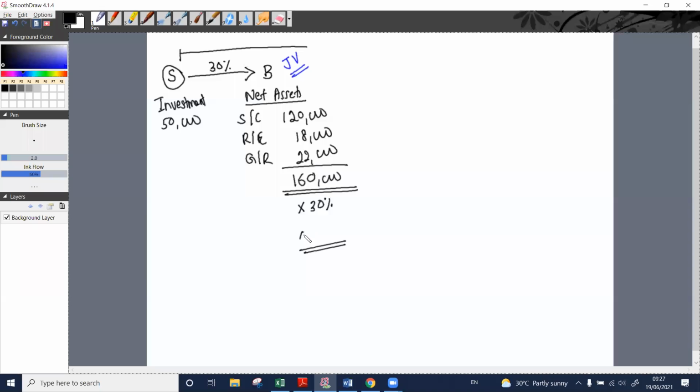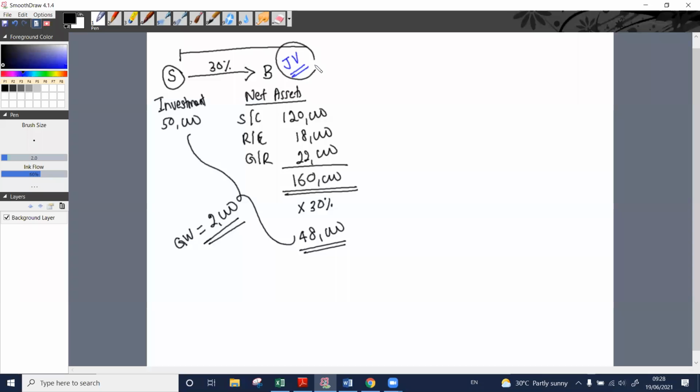That is 48,000. Right? To acquire 48,000 worth of net assets, we have paid 50,000. What is this difference then? There is a difference of 2,000. What is this difference? It can be two things: either goodwill, or gain on bargain purchase. Here our investment value is greater, right? Yes, this is the goodwill which we have generated through this acquisition.